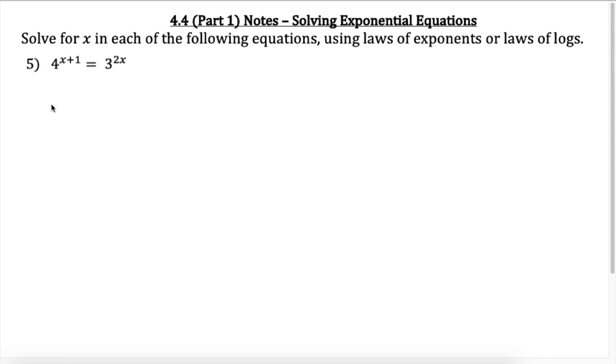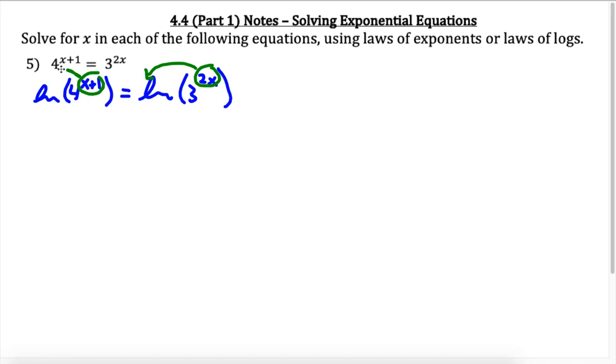Whenever we have different bases that cannot be written the same, I'm just going to take the natural log of both sides. So I'm going to have the natural log of 4 to the x plus 1 equals the natural log of 3 to the 2x. Now, once we do this, I can use my power rule to bring my exponents out front. So I'll have x plus 1 times the natural log of 4 equals 2x times the natural log of 3.